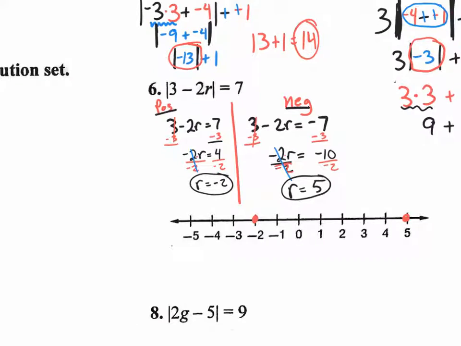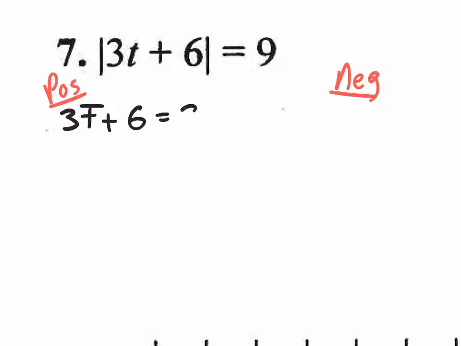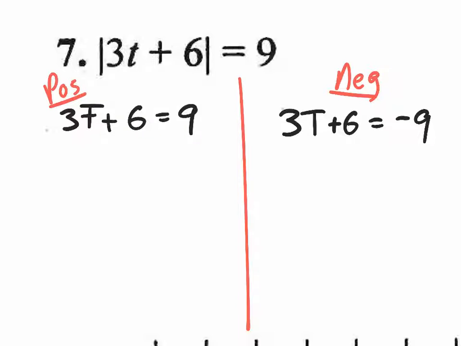Number 7. Let's set up the positive and the negative situation. The positive situation is writing it exactly the way it is. I don't like t because it looks like a plus sign. Without the absolute value sticks. And the negative situation is the same thing. 3t plus 6, but instead of equals 9, it equals negative 9. Of course, you put a line between them so you don't confuse the two equations. On the left side, let's solve it by subtracting 6.